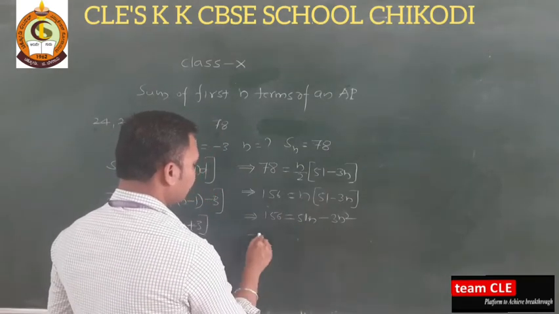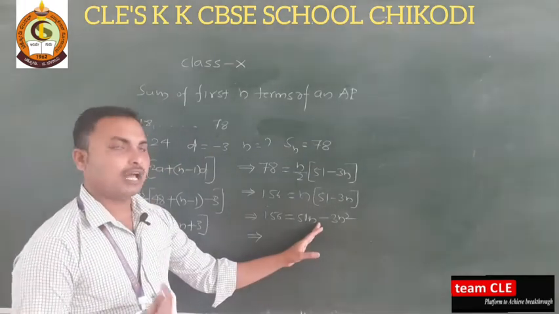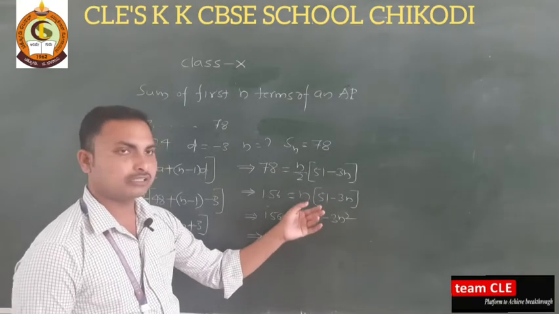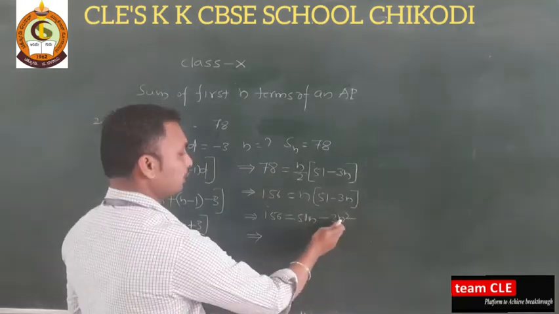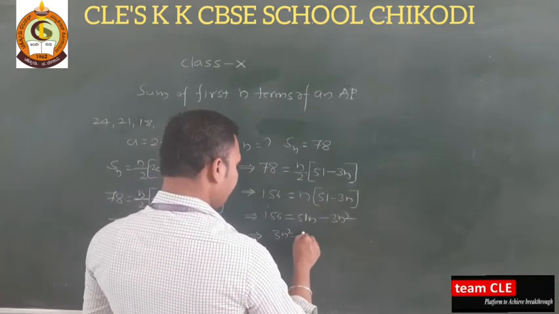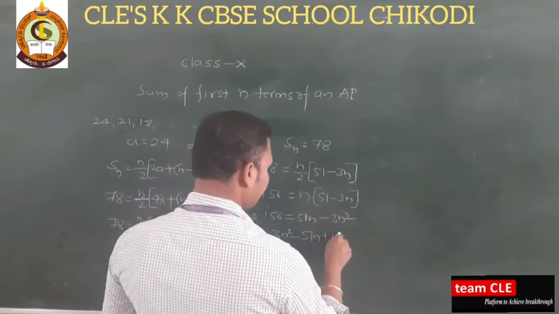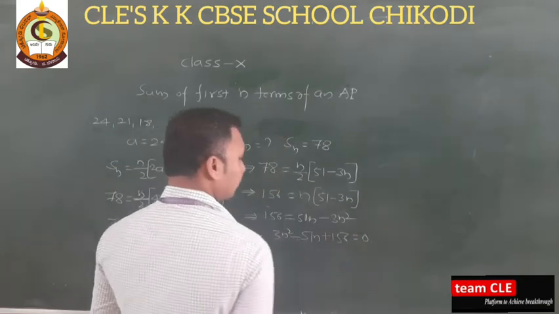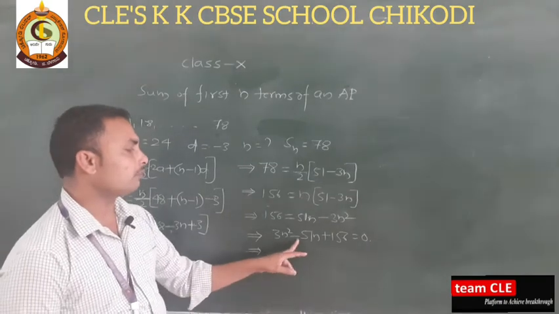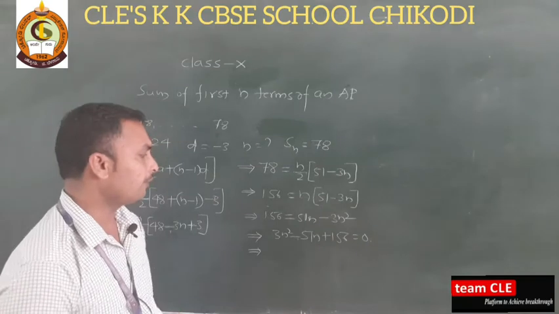Now next, we have this implies. We can arrange the terms of the quadratic equation in ascending or descending order. I'll arrange in descending order: 3n square, then minus 51n, and we take 156 to this side. So 3n square minus 51n plus 156 is equal to 0.